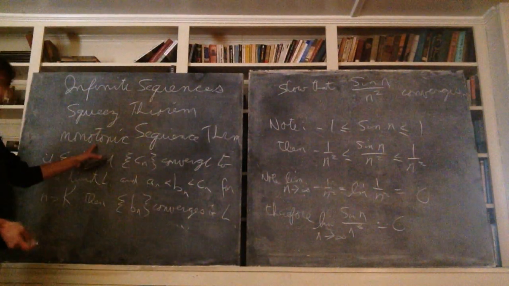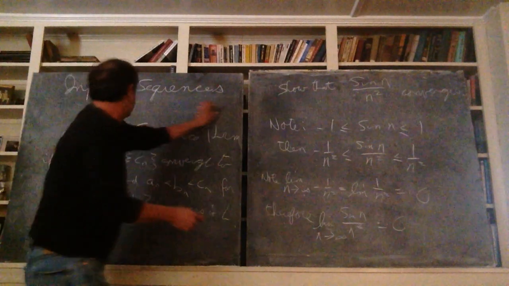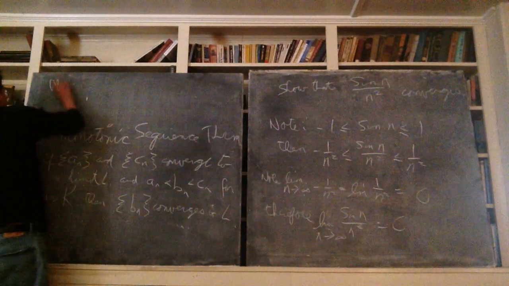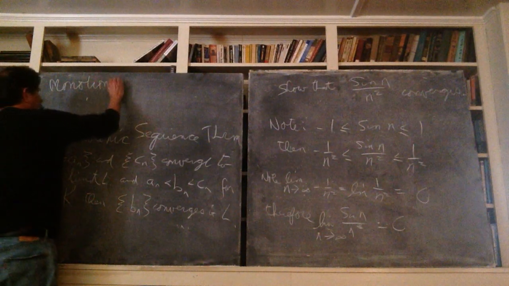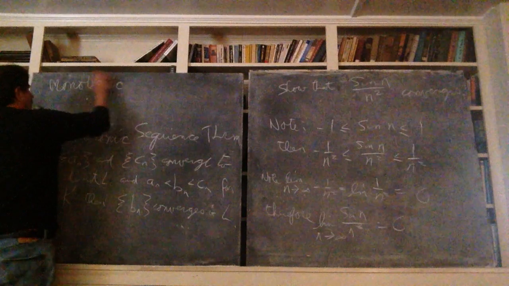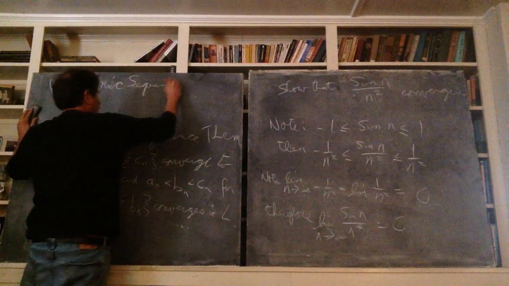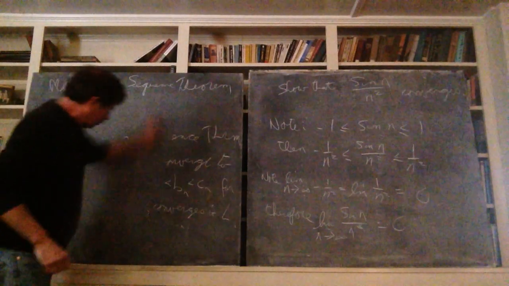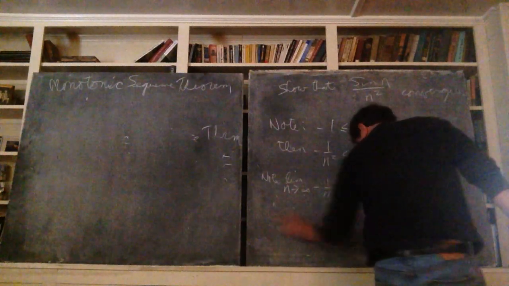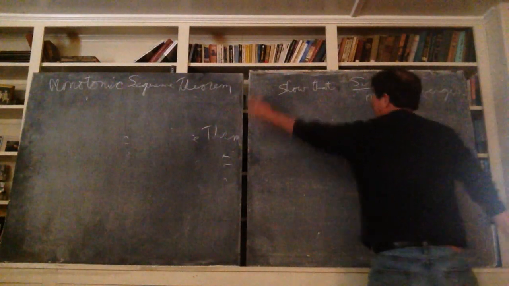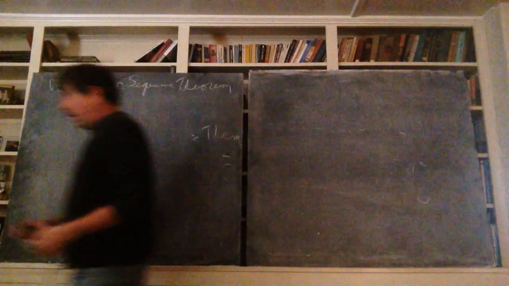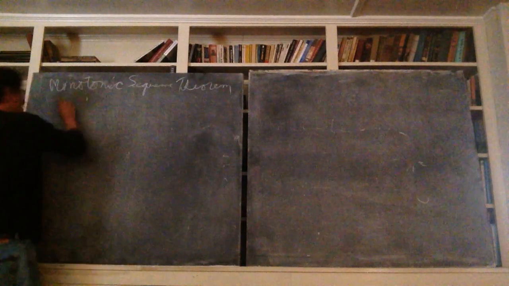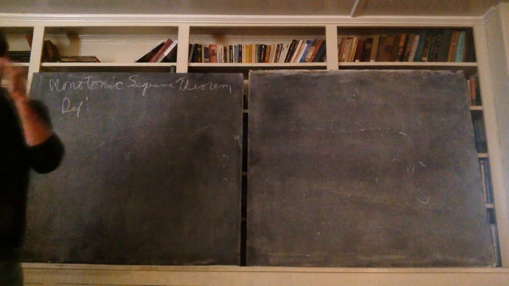Okay, let's do the Monotonic Sequence Theorem. I'm going to erase this and write Monotonic Sequence Theorem here. And erase the rest of the board as quick as I can. Okay, what we're going to do here, first off, we have to define the word monotonic. I don't think we have that yet. Definition: monotonic is either increasing or decreasing.